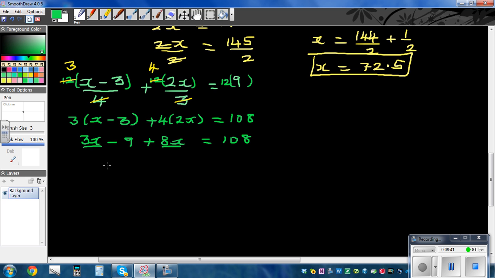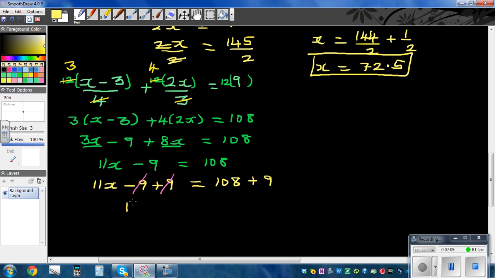So now you have to simplify. 3 lots of x plus 8 lots of x is 11 lots of x, take away 9, is equal to 108. Now I'm going to add 9 to both sides, so this is 11x minus 9 plus 9 is equal to 108 plus 9. So this and this get cancelled. So this is 11 lots of x is 117. So we can say, well, x, dividing both sides by 11, is 117 divided by 11.